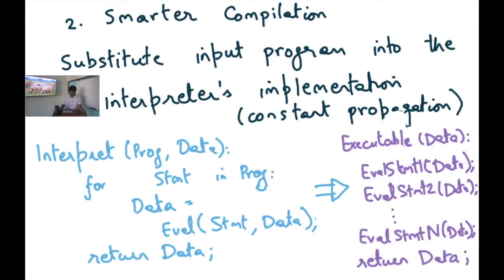Okay, but this is a trivial compilation, and the quality of compilation is nothing to speak about in this case. You can do something smarter, and one of the easiest things to do is to substitute the input program source code into the interpreter's implementation. This is, as we're going to learn later, somewhat like constant propagation.